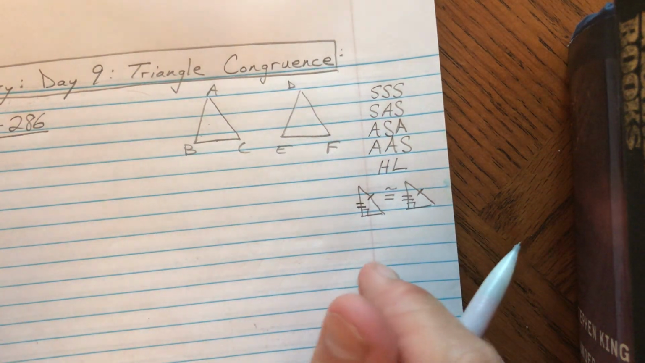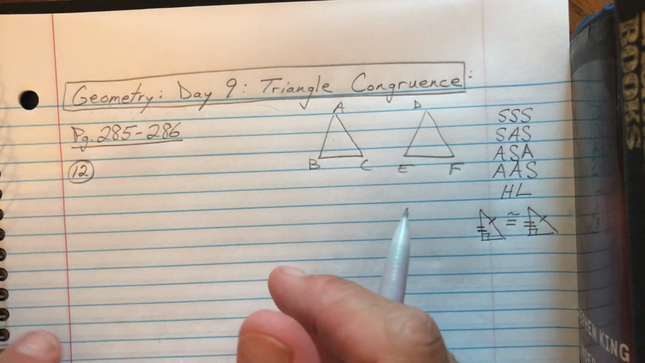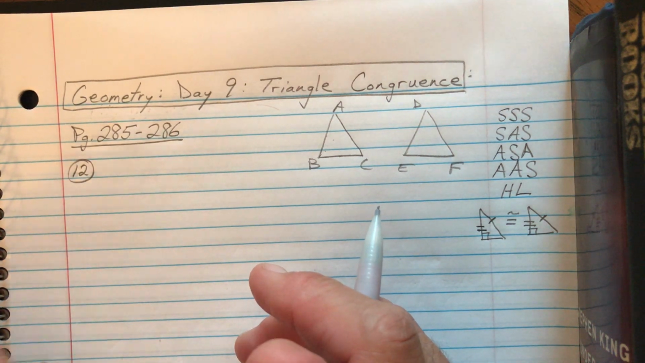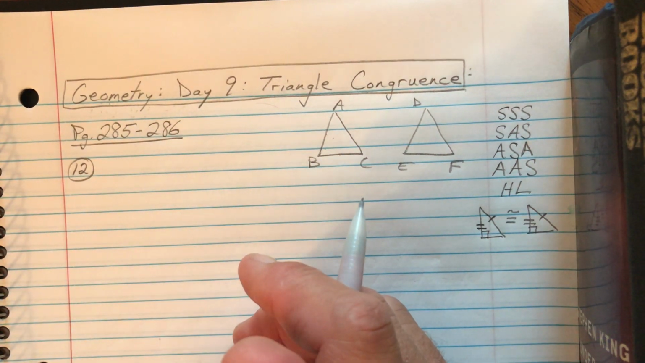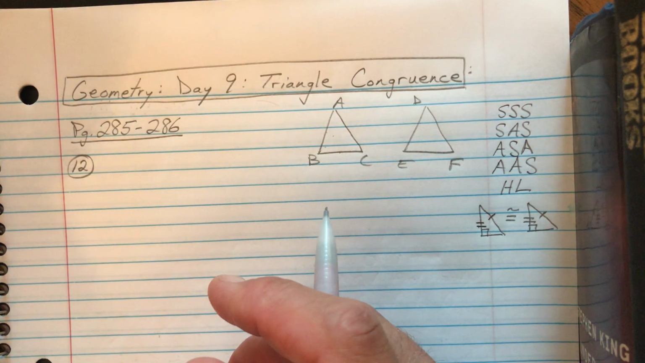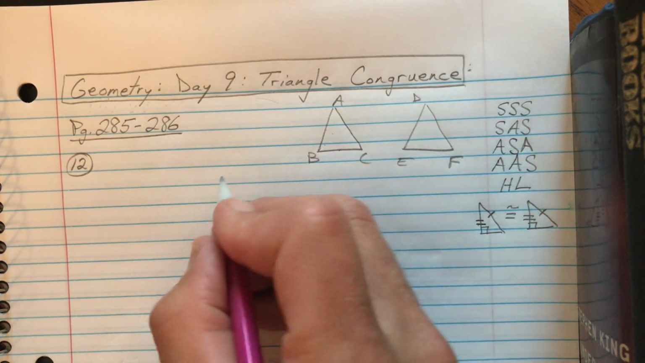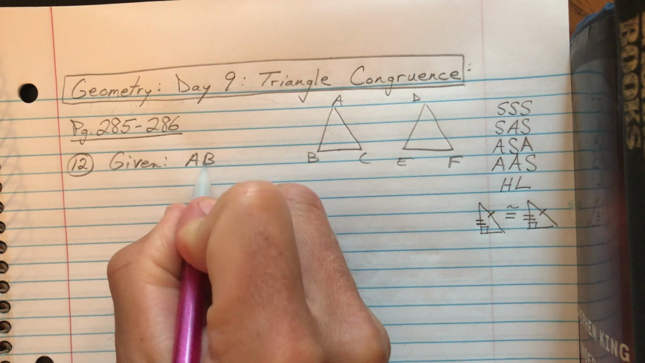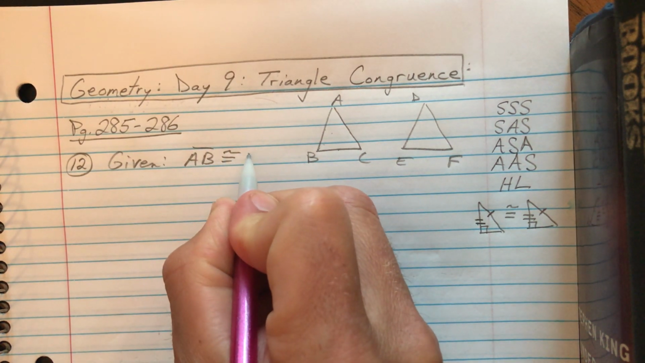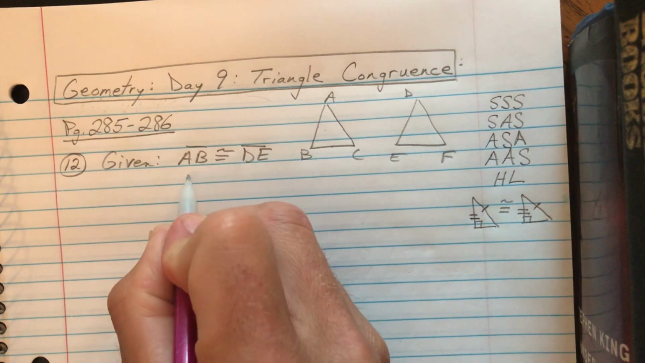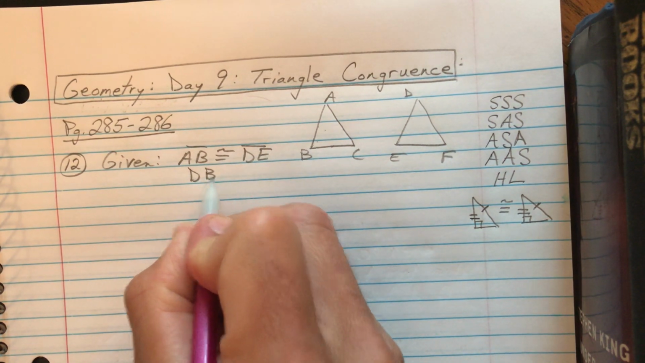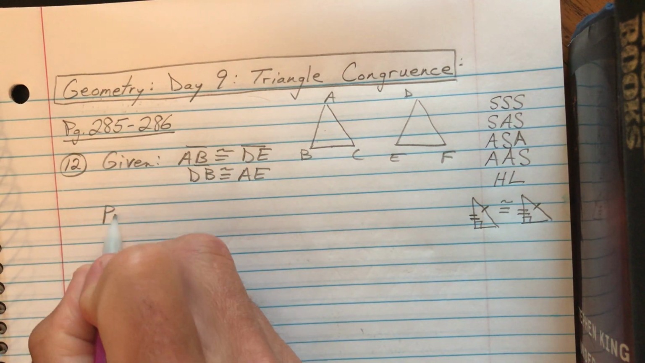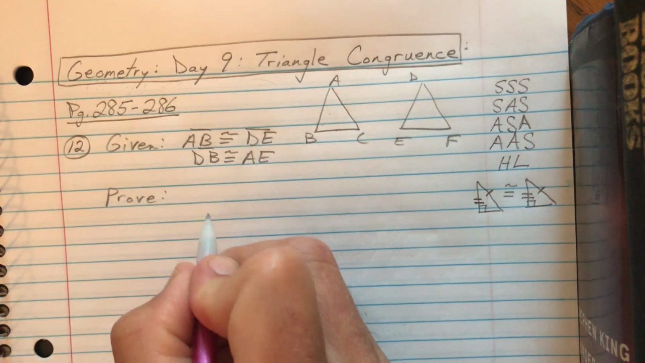So this may seem kind of challenging at first, but it gives you a little bit of insight in terms of what you're going to see next school year. So let's start with number 12. Number 12 says you have this picture. Well, actually, you're given some information. AB is congruent to DE, and DB is congruent to AE. And you're trying to prove that the 2 triangles are congruent.